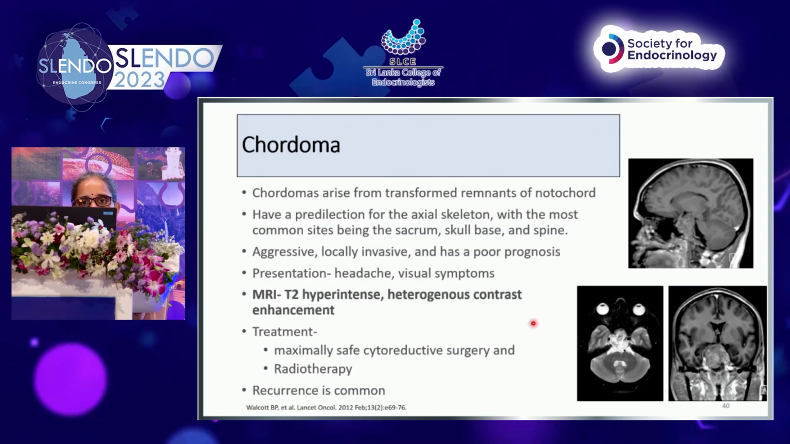Chordomas arise from transformed remnants of the notochord. The epicenter of the tumor is predominantly at the clivus in the tumors arising at the base of the skull. They are aggressive, locally invasive, and quite often have a poor prognosis. On MRI, they are T2 hyperintense with a heterogeneous contrast enhancement. Treatment is with a maximally safe cytoreductive surgery followed by radiotherapy, but recurrence is common.